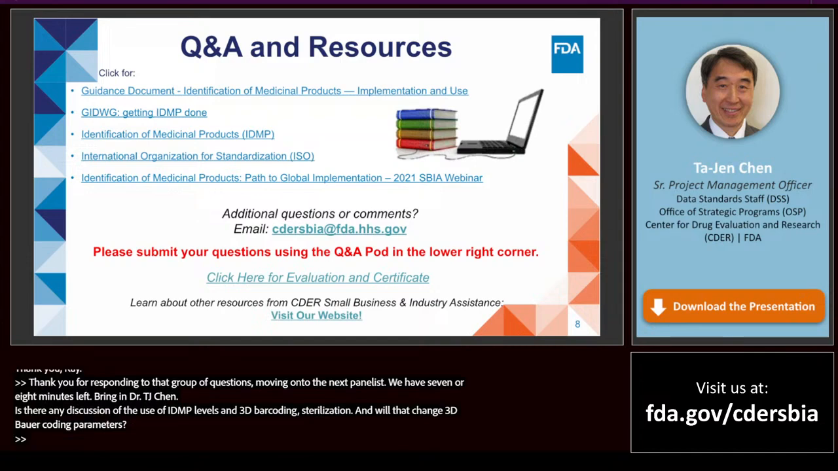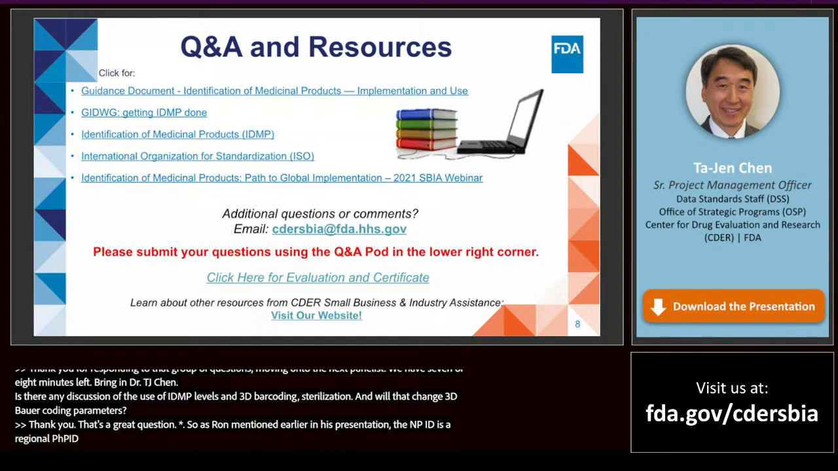Thank you. That's a great question. As Ron mentioned earlier in his presentation, the MPID is a regional identifier, medicinal product identifier. So there's no global influence into this medicinal product identifier.